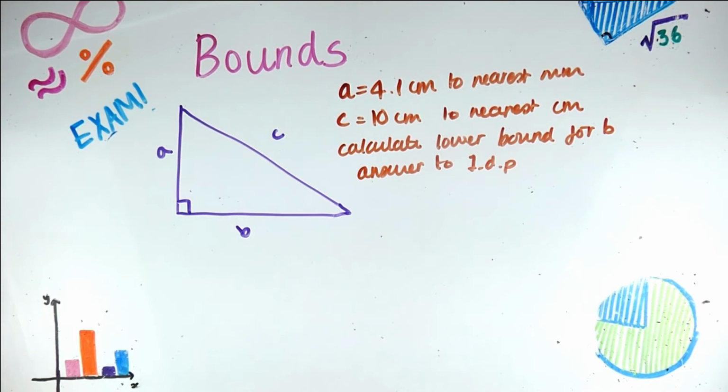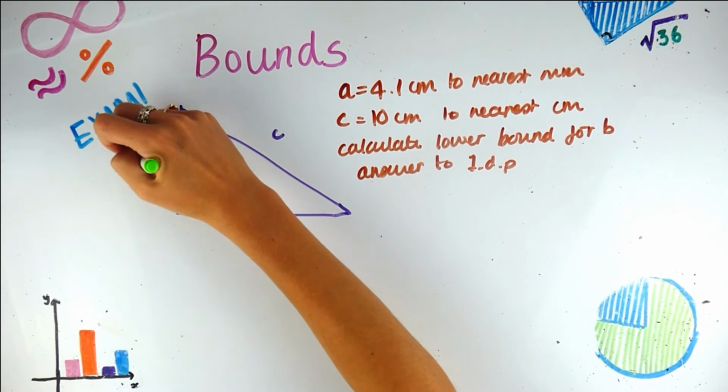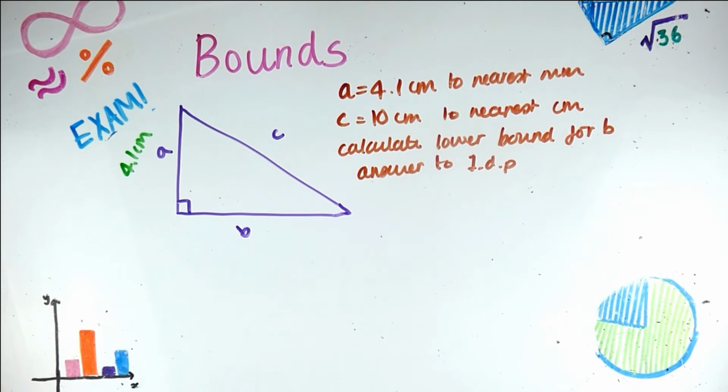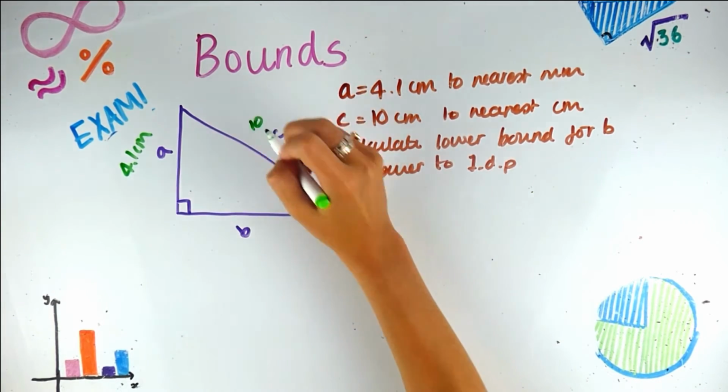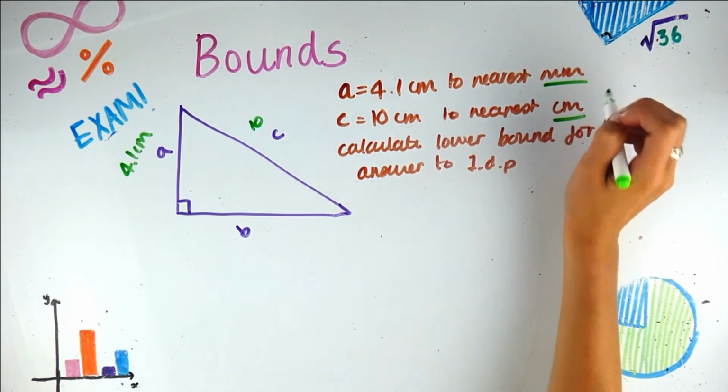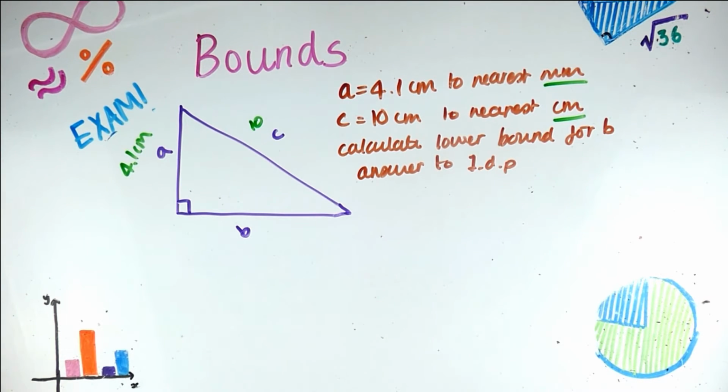Okay, so here we have a triangle, and it's given us some information. A is 4.1 centimetres to the nearest millimetre, so that's the decimal point after a centimetre, and C is 10 centimetres to the nearest centimetre. So first note, they are different. Calculate the lower bound for B.